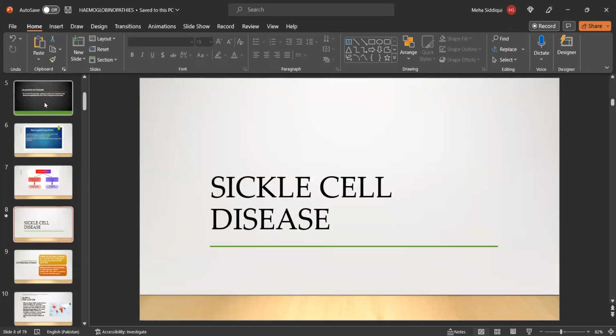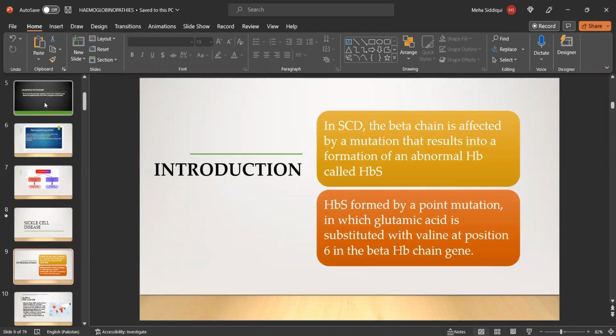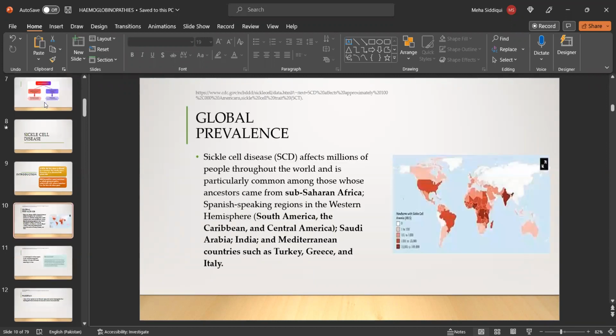Now, first we'll discuss sickle cell disease. In sickle cell disease, the beta chain is affected by a mutation that results in the formation of an abnormal hemoglobin called hemoglobin S. It is formed by a point mutation in which glutamic acid is substituted with valine at position 6 in the beta hemoglobin chain gene.